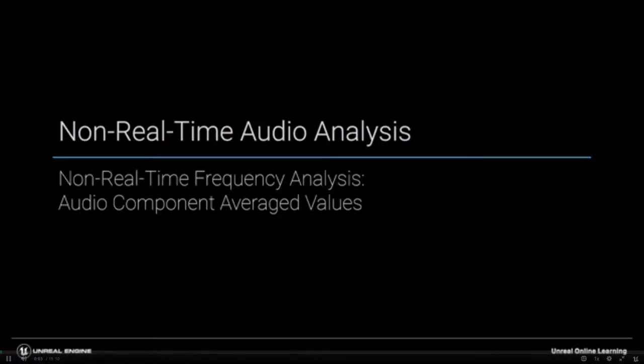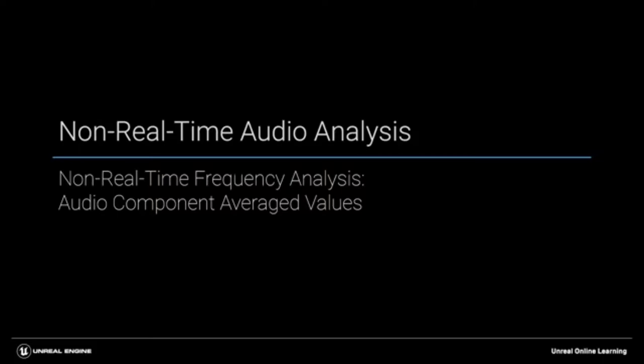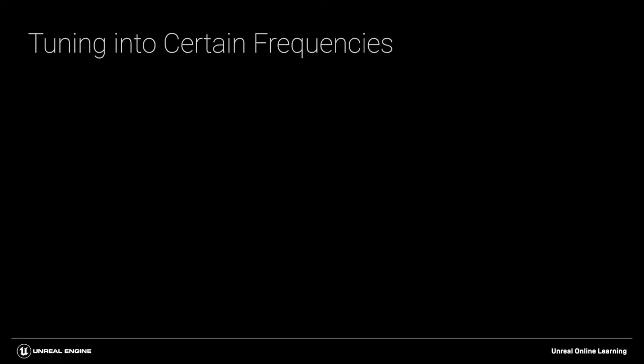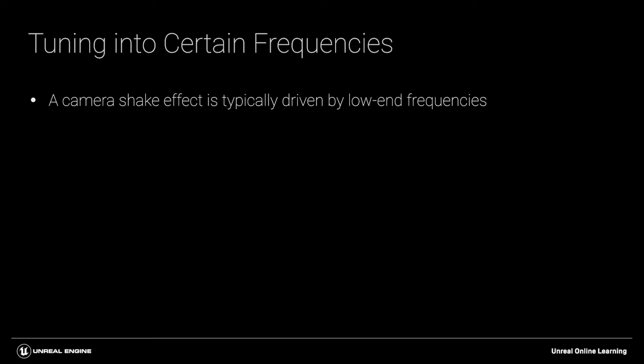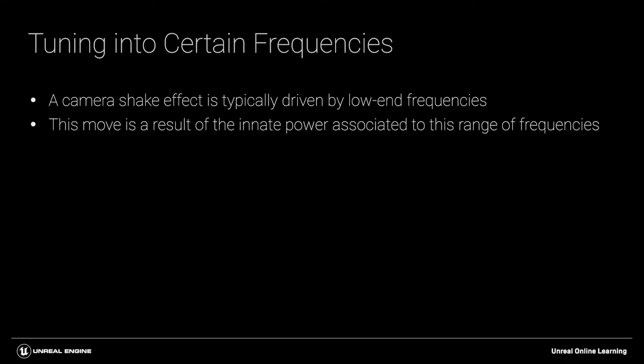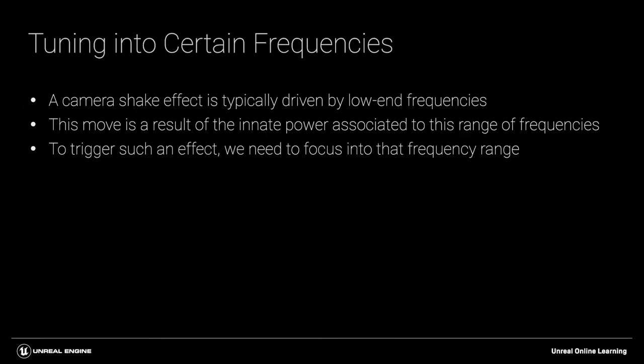When a sound plays, it may be that we want to look at particular frequencies of that sound in order to affect parameters in the game. A good example of this would be for a camera shake effect. A camera shake would be in response to a powerful low frequency that actually makes things move. So in using a sound to trigger this, we just want to look at the low frequency elements of that sound, ignoring the high frequency elements.